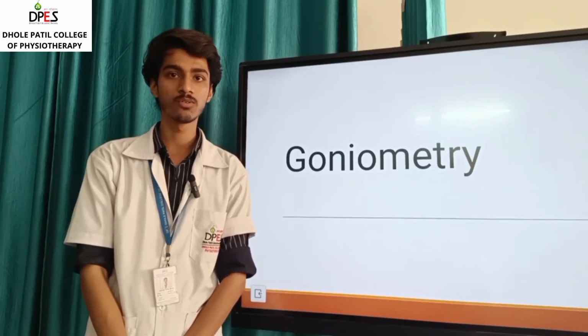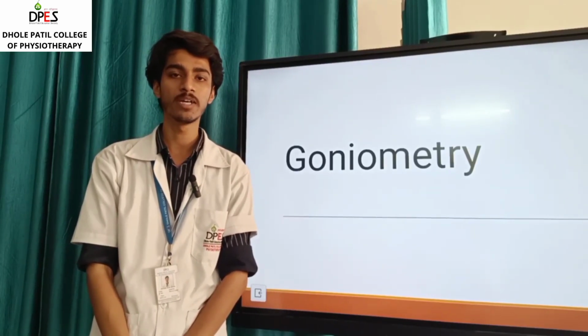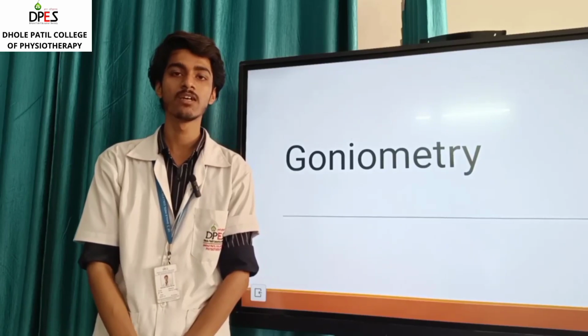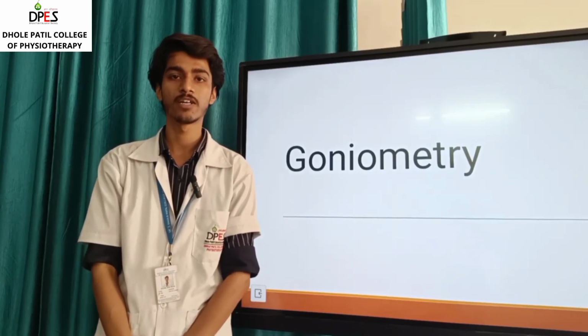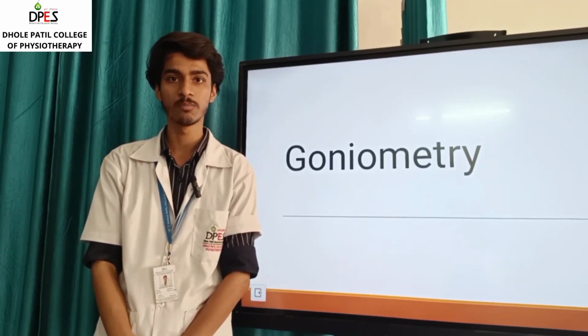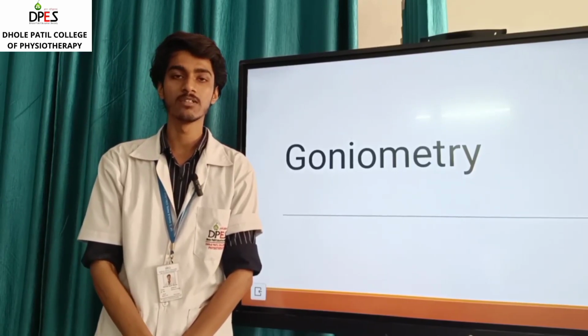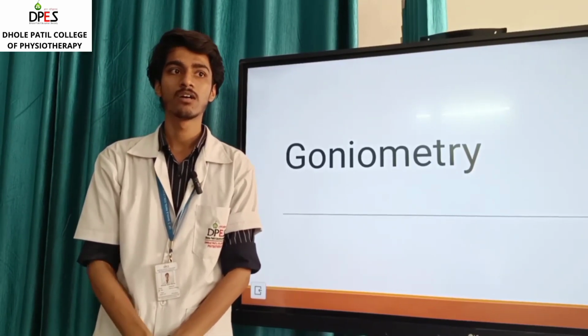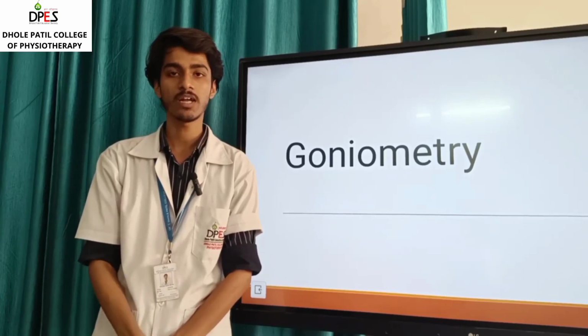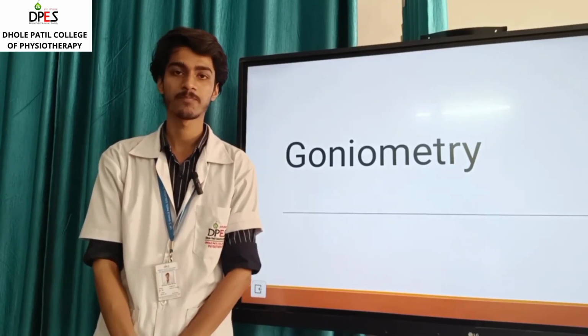So today we are going to learn about goniometry. Goniometry basically is the process in which we measure the range of motion of a particular joint using an instrument called goniometer. Goniometer is derived from a Greek word, which is gonio means joint and metron means measurement.